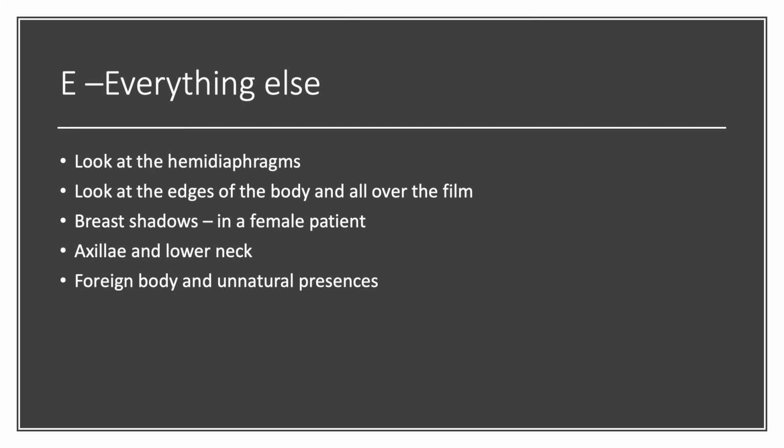Look at the edges of the body and all over the film for subcutaneous emphysema. In a female patient, look for the breast shadows. If one breast is smaller or missing, it could indicate a previous mastectomy. Check the axillae and lower neck for masses. Look for foreign bodies or other unnatural presences.